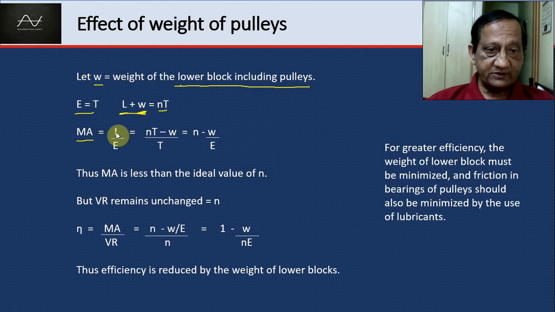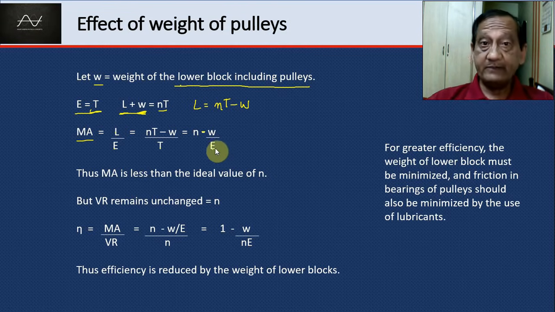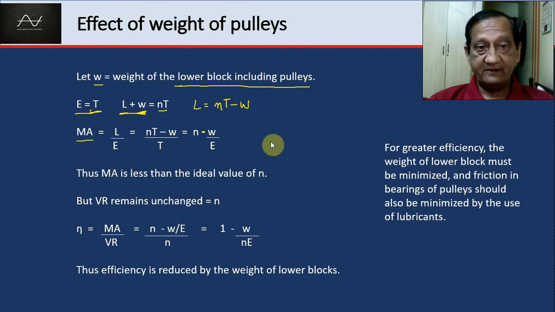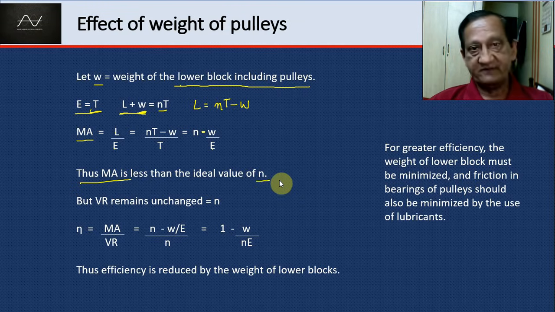Mechanical advantage is load by effort. Load is equal to nT minus W. So (nT minus W) by T, that means n minus W by T, and T is equal to E, right? T is equal to E. So n minus W by E. Earlier the mechanical advantage was n, now it is reduced because of the weight of the pulleys and the block, which includes the pulleys. Thus the MA is less than the ideal value of n because of the weight.